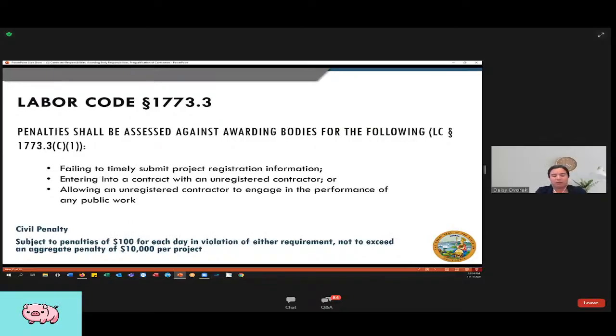Labor Code 1773.3 provides that penalties can be assessed against awarding bodies for 3 specific violations. Not registering their project within 30 days of the award, entering into a contract with an unregistered contractor (remember that contractors need to be registered in order to bid on a public works project), and allowing an unregistered contractor to work on a public works project. So contractors must have an active registration throughout the life of the project, right? An awarding body is subject to penalties of $100 per day in violation of either of these requirements, not to exceed an aggregate penalty of $10,000 per project.